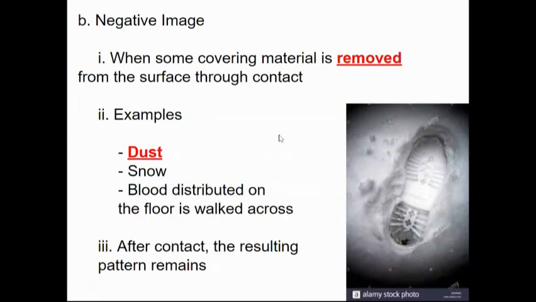A negative indentation, or negative image rather, is when some covering material is removed from the surface through contact. So disturbing dust, for example, to leave a print. Blood that was on the floor, and then you walked through it, and so you disturbed that blood and left a mark in it. So after contact, the resulting pattern remains.